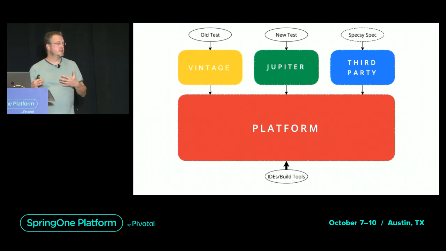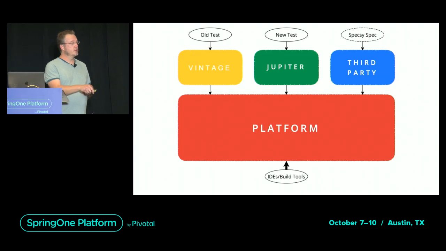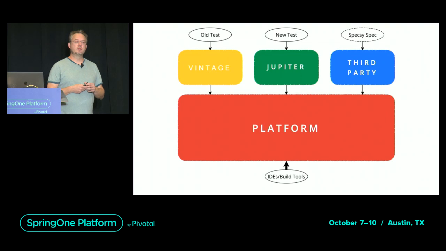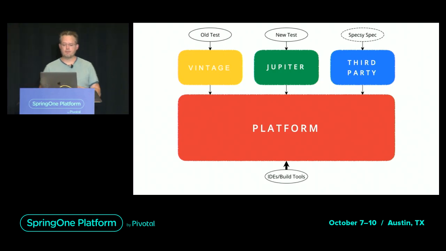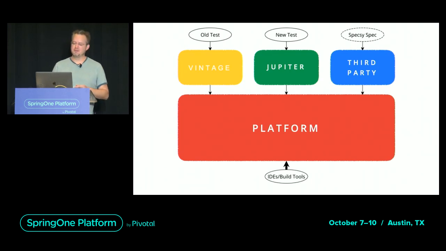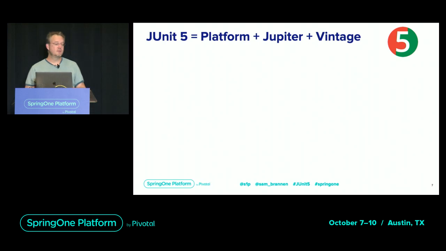The thing that's great about this is that the IDEs and the build tools you see down at the bottom, they focus just on the platform. They don't have specific knowledge about the engines, which means that anyone in the world can write their own engines, and some people have done that, as I'll show you later on. So it's very different from what JUnit 4 was. JUnit 4 was just one jar, and JUnit 5 is maybe 14 jars now, but it grows over time.